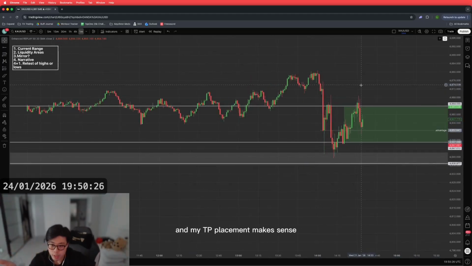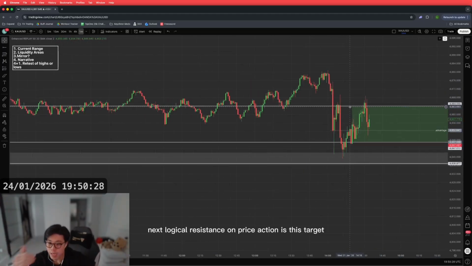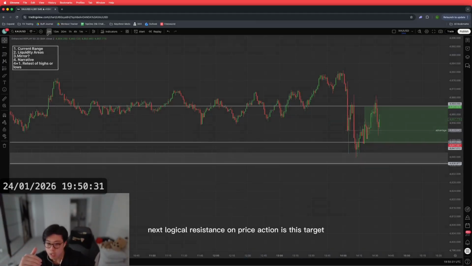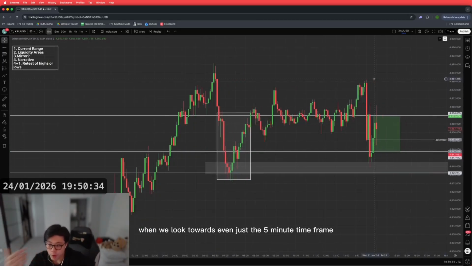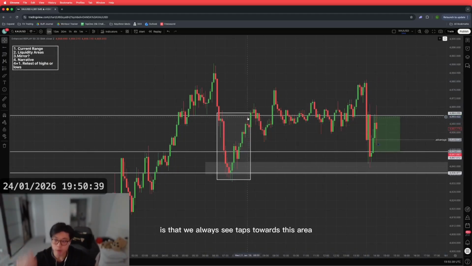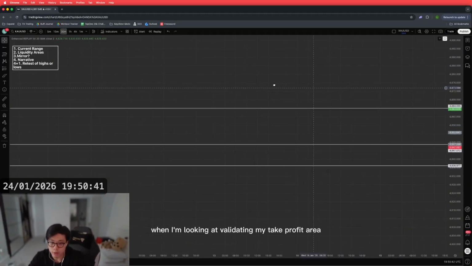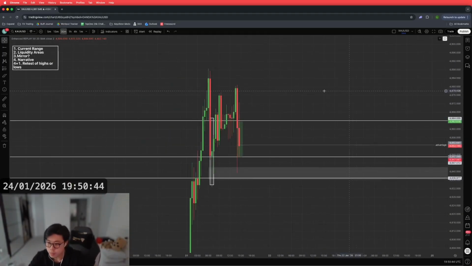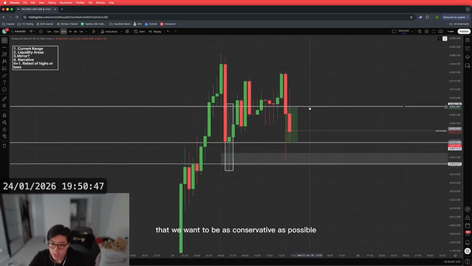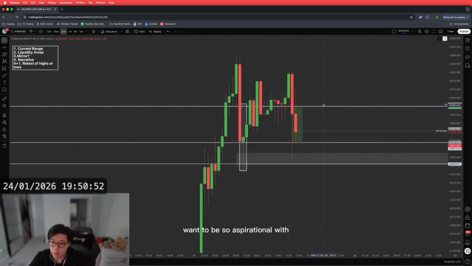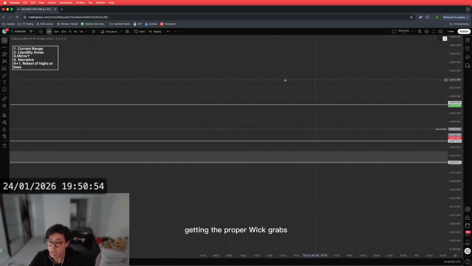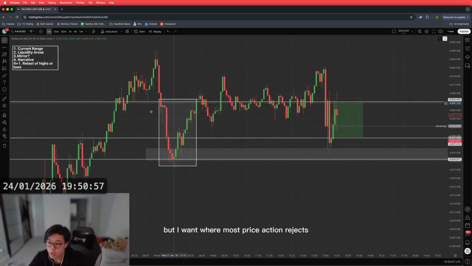And my TP placement makes sense because the next logical resistance on price action is this target. When we look towards even just the 5 minute time frame, what we typically see when we're mirroring price action is that we always see taps towards this area. And I was making sure when I'm looking at validating my take profit area that we want to be as conservative as possible with my take profit. I don't want to be so aspirational with getting the proper wick grabs, but I want where most price action rejects. You need a solid wick to start pushing you up, which it does.